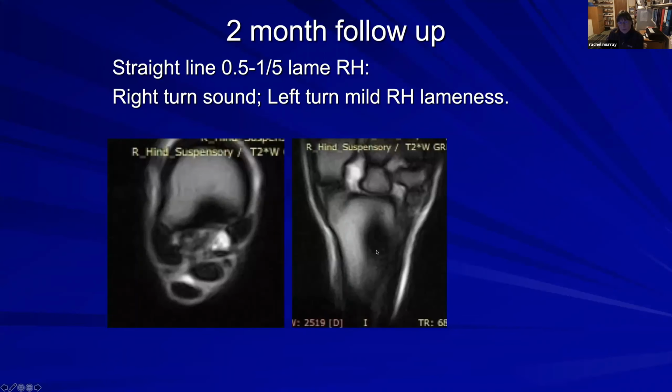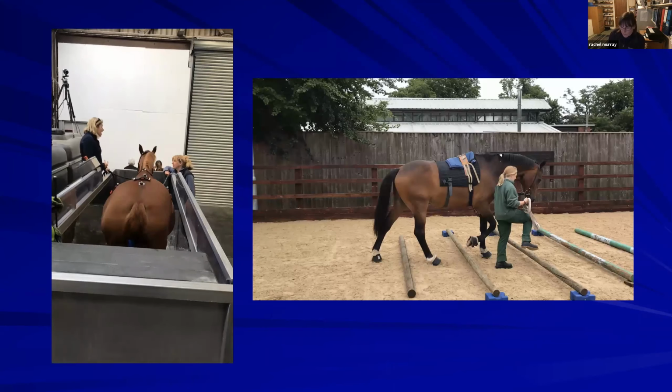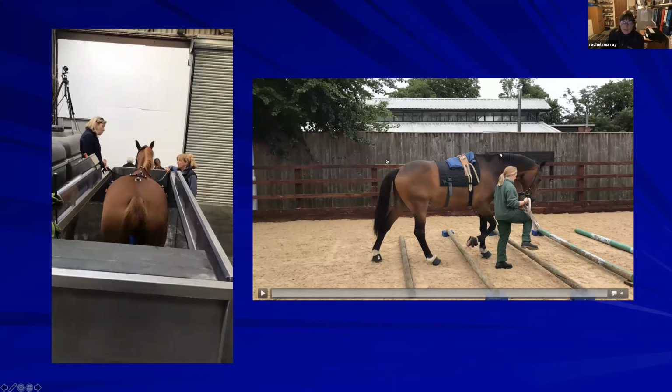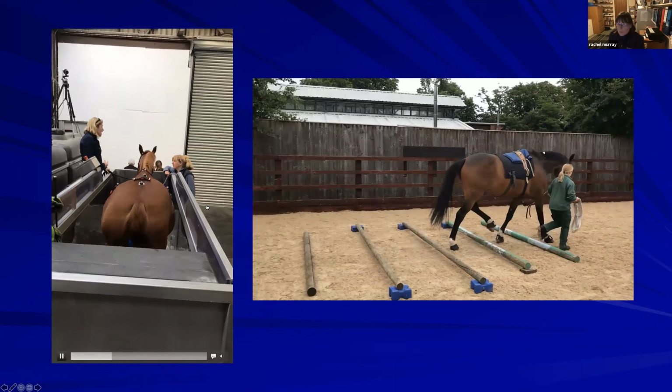We've got some sclerosis, but improvement. By 4 months, we've got significant resolution of the fluid signal. The bone is looking significantly better, and the suspensory ligament is improved. This horse is now trotting a few minutes a day in a straight line. So then there was a question about whether this horse could go on a water treadmill just as part of the rehab. We find the water treadmill is really good for working the hind limbs and getting them stronger, as well as the pole work.